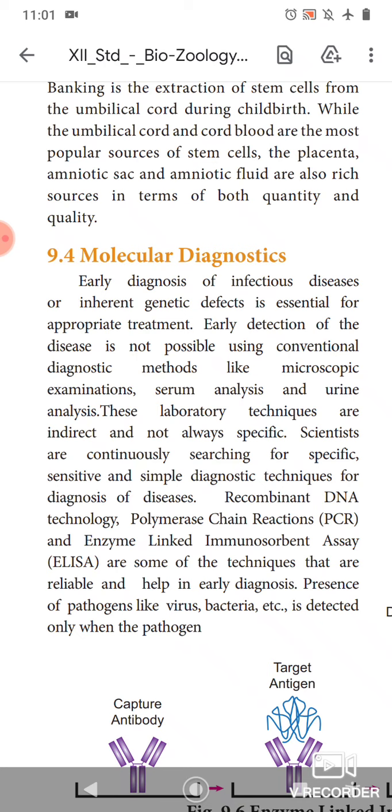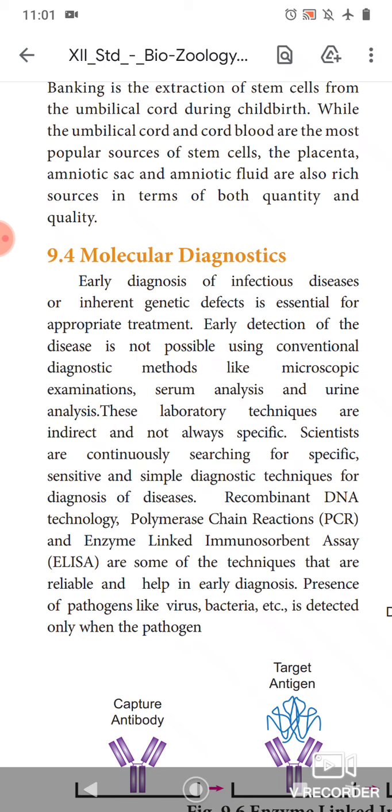Two important molecular diagnostic tools we are going to discuss in today's class. One is the ELISA test and another one is the PCR test. We are going to discuss these two molecular techniques. Now let us enter into the topic.